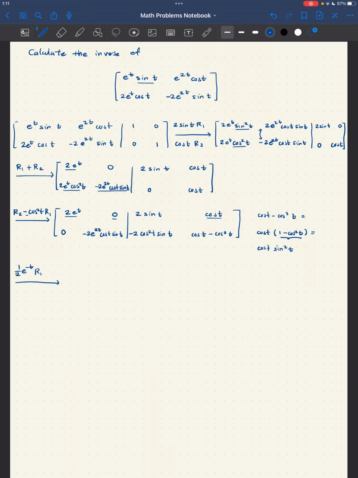Now, what is the resulting operation of that? Well, let's take a look. On the first row, I get a 1 in the first row, first column. First row, second column, I still have 0. Now, for the augmented part, I'm multiplying this by this much. So I have e^(-t) sine of t. Now I'm multiplying this by this much, and I have 1/2 of e^(-t) cosine of t.